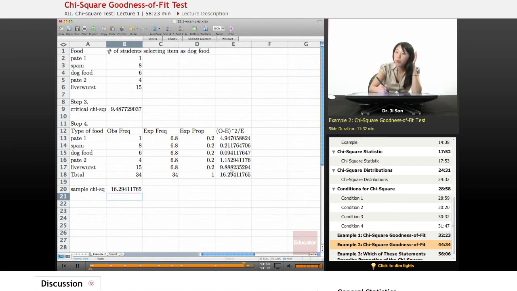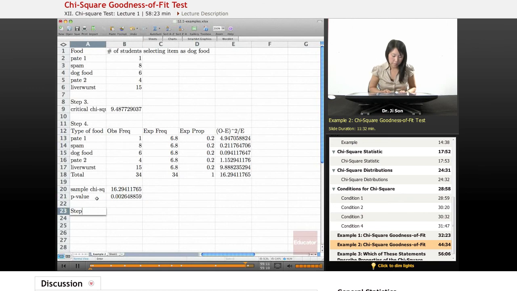And that's a larger, more extreme chi-square than my critical chi-square. And so let's also find the p-value here. In order to find the p-value, I could use chi dist. Here I put in my chi-square and my degrees of freedom, which is 4. And so that's 0.003, and that is certainly smaller than 0.05. And so in step 5, we reject the null.